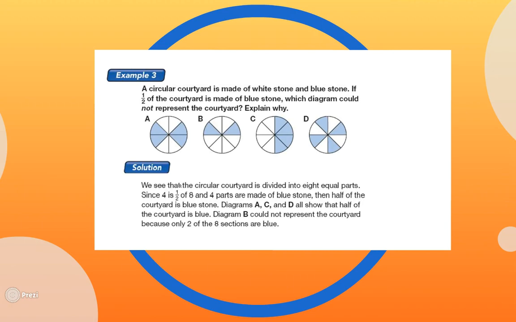So we see that the circular courtyard is divided into 8 equal parts. Since 4 is half of 8 and 4 parts are made of blue stone, then half of the courtyard is blue stone. Like I said, there needs to be 4 blue parts shaded because there's 8 pieces altogether.